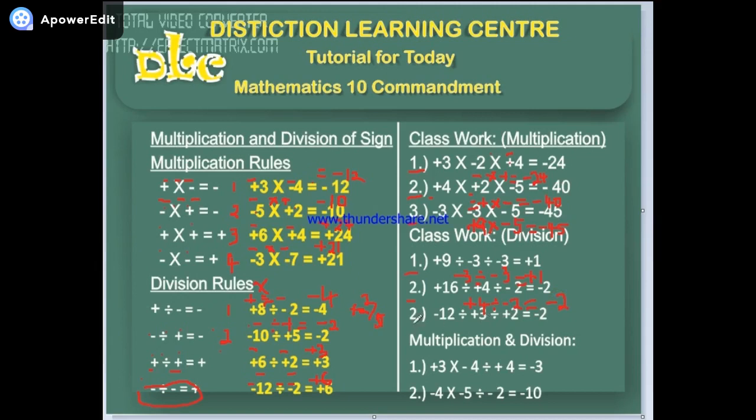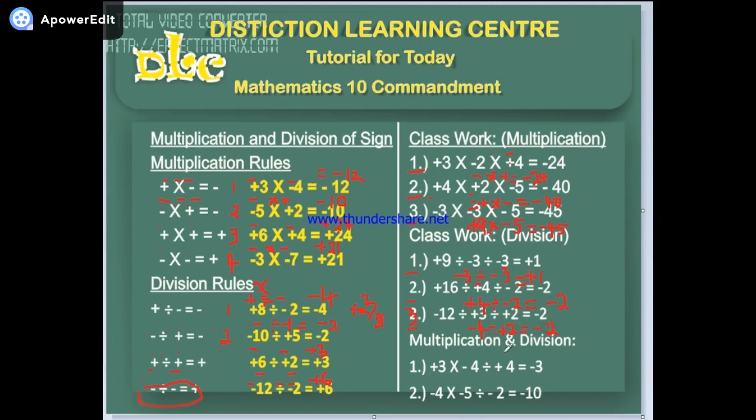And the third one, I made a mistake here. This is number 3. Minus divided by plus is minus, and 12 divided by 3 is 4. And minus 4 divided by plus 2: that is minus divided by plus, which is minus, and 4 divided by 2 is 2, that is minus 2.